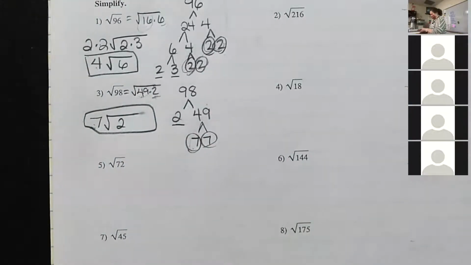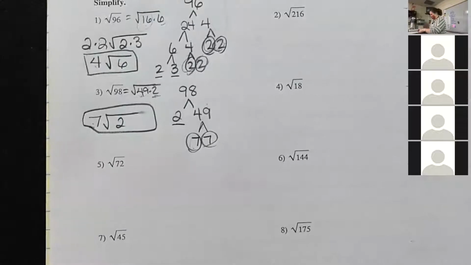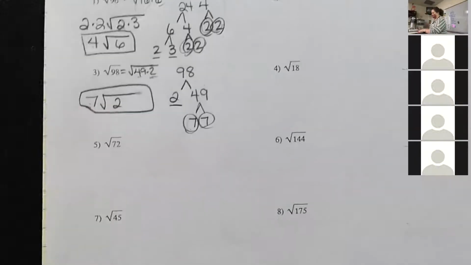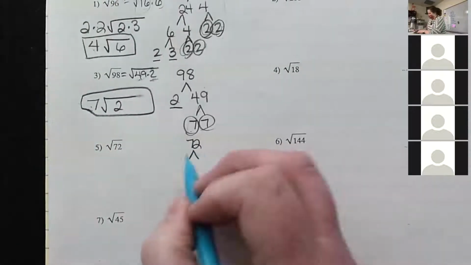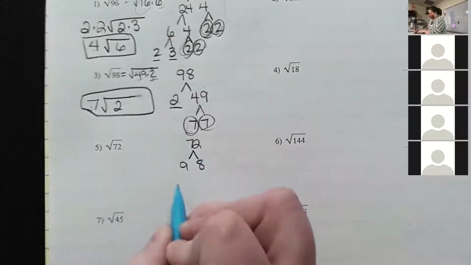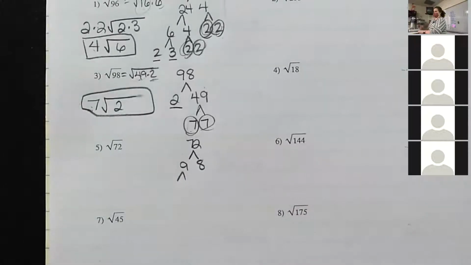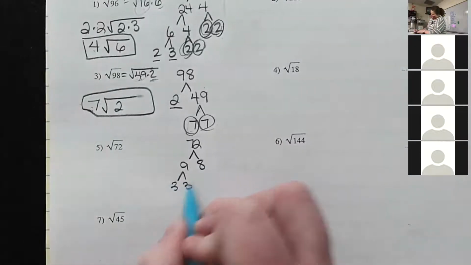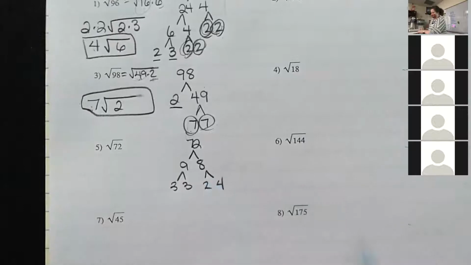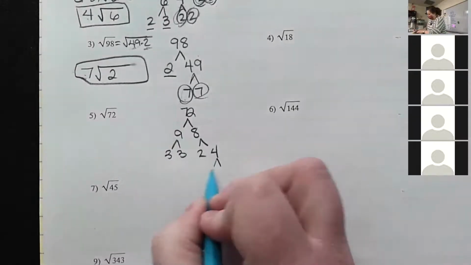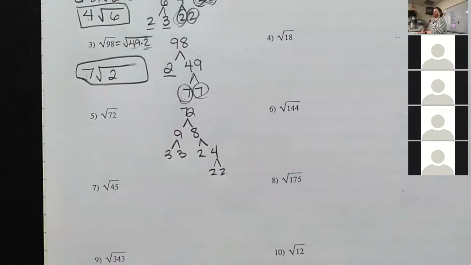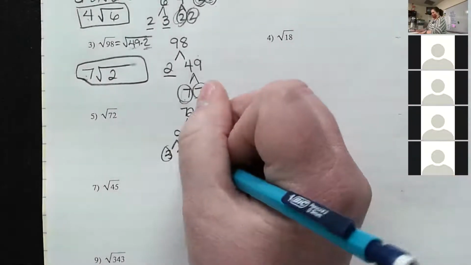So let's try something. You do number 5. Sure. 72. What times what is 72? 9 and 8. Sure. And we can break down 9 more. 3 and 3. Break down that 8. 2 and 4. Anything else to break down? The 4 to 2 and 2. Okay. Looking for groups of 2. Well, I see the 3s.